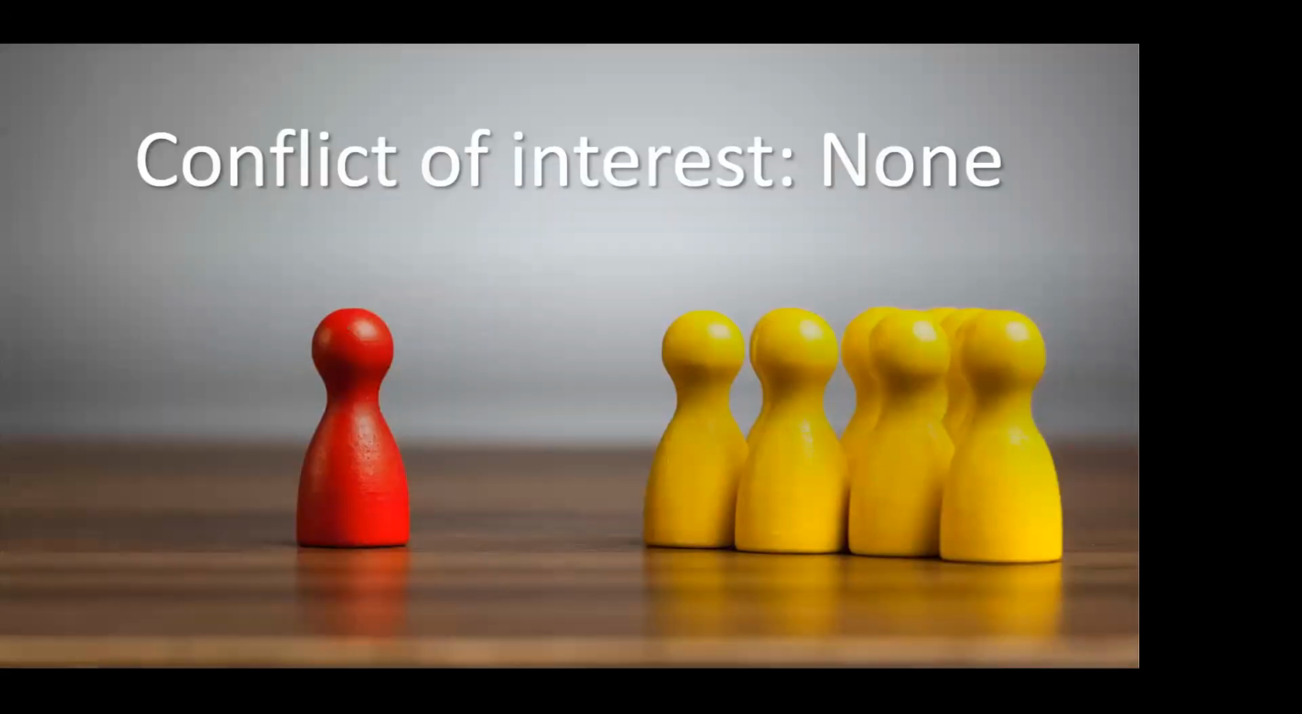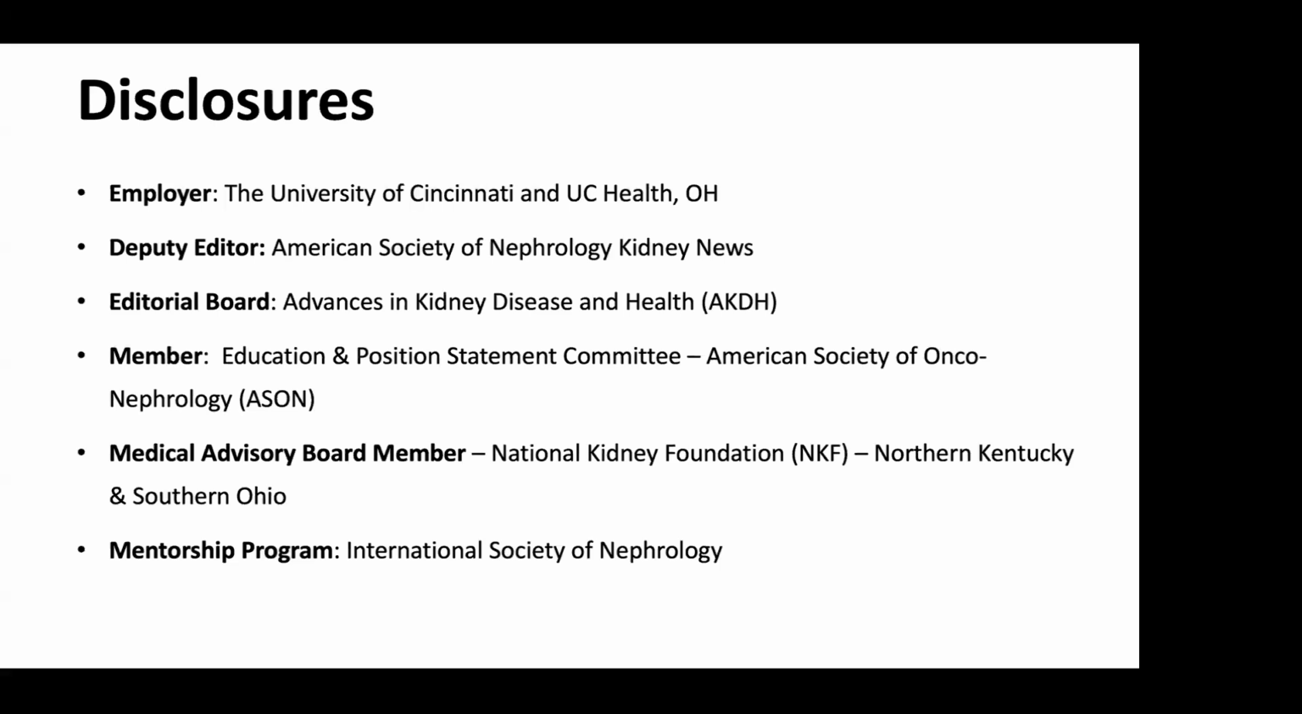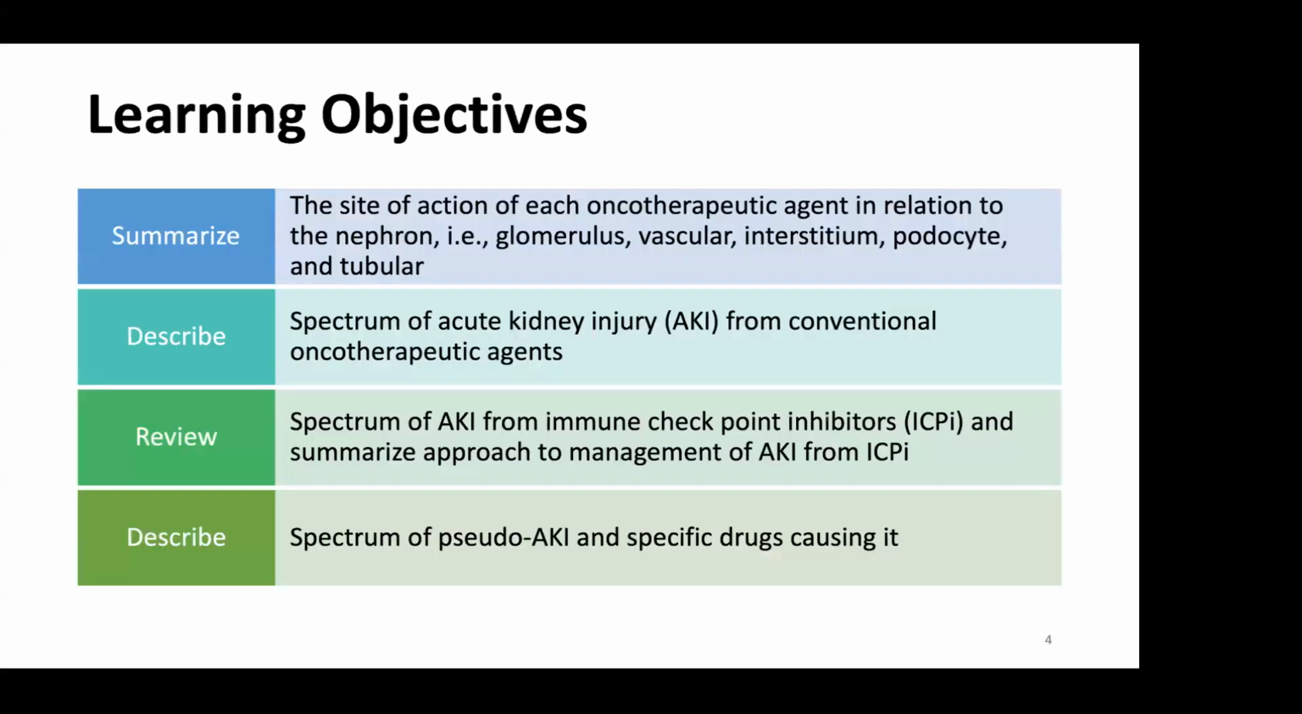I don't have any conflict of interest regarding my talk. These are my disclosures. These are our learning objectives today. We'll go through the various drugs which affect the various parts of the nephron, that is the glomerulus, vascular compartment, interstitium, podocytes, and the tubular architecture. We'll try to describe the spectrum of acute kidney injury from conventional oncotherapeutic agents. We'll talk about acute kidney injury from immune checkpoint inhibitors, and we'll also summarize an approach to manage the AKI associated with immune checkpoint inhibitors. And then at the end, we'll talk about the concept of pseudo AKI, or an artifactual rise in the serum creatinine, and what drugs can cause that.